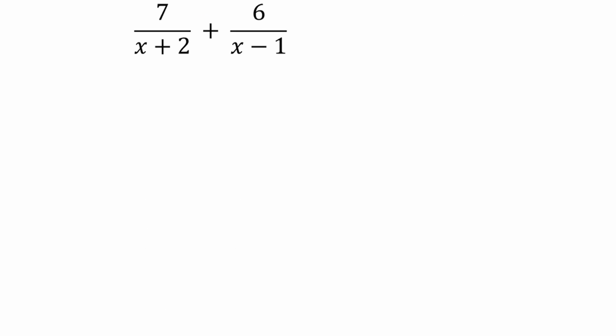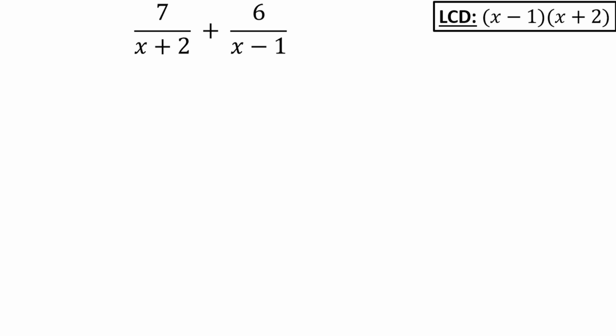Let's try 7 over x plus 2 plus 6 over x minus 1. In this case, we don't have a common denominator. We consider the denominators x plus 2 and x minus 1 completely different factors that don't have anything in common. Yes, they both have an x, but when something is added or subtracted to x, that makes things a little bit more complicated. In this case, our least common denominator will just be the product of the two denominators, x minus 1 times x plus 2.